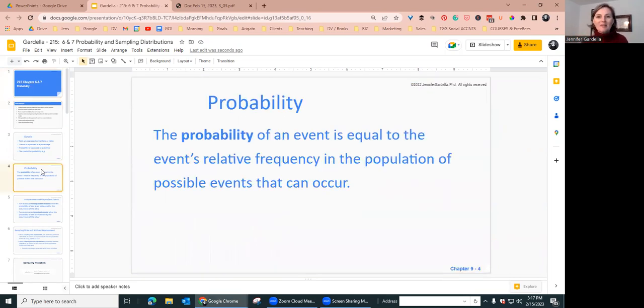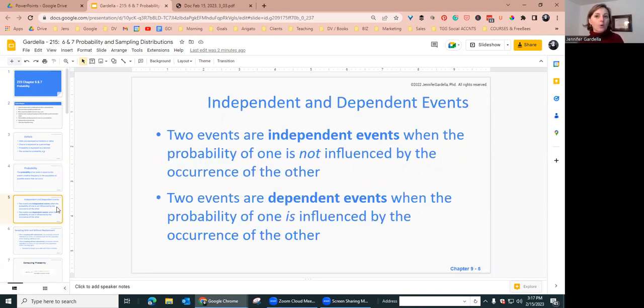So whenever we study probability, we always talk about what probability is. It is the chance of an event occurring. End of story. Now, it's important, though, that we get some terms down correctly that we'll be using going forward.